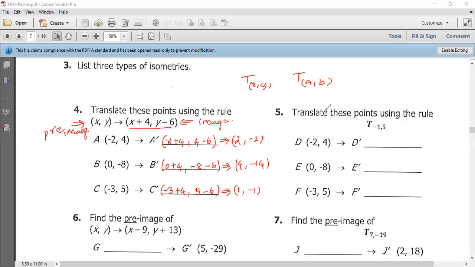The next one, for the fifth question: translate these points using the rule. They have given the rule T(-1, 5). What does (-1, 5) mean? You're going to add these two. Here, this represents the x value and this represents the y value, which I'm going to add to the x and y respectively. Got it?